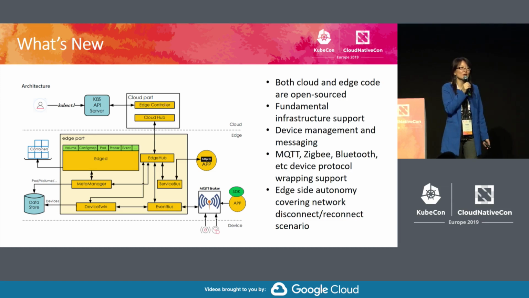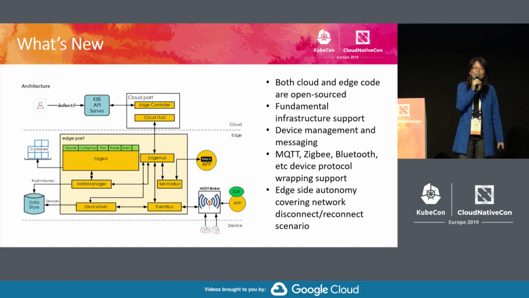KubeEdge supports autonomy of the edge node. The beauty of this architecture is we cache all the metadata on the edge side as well. As you can see, there's a data store on the edge side too. So when the edge node is connected to the cloud, all the customer's metadata, like node, pod, all the information, will flow down through Cloud Hub and Edge Hub to the edge node, specifically for that edge node. After that, in case the edge node is disconnected from the cloud, since the data is cached and persisted on the edge side, even without the network connection, the business can continue running. So that's the beauty of this architecture.